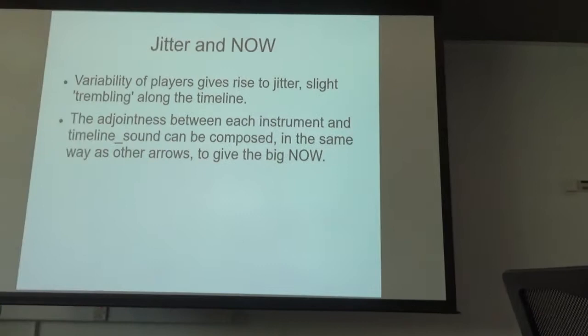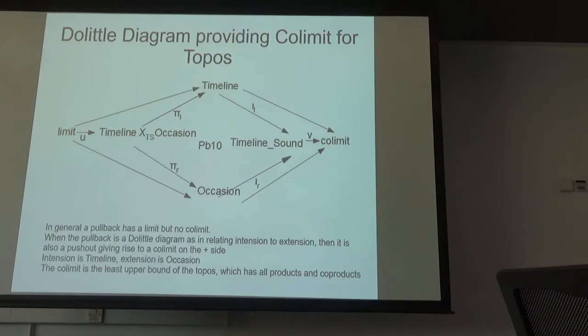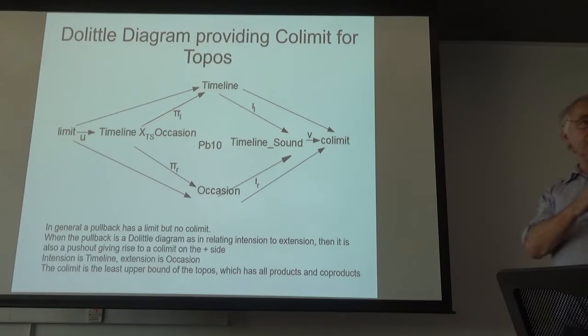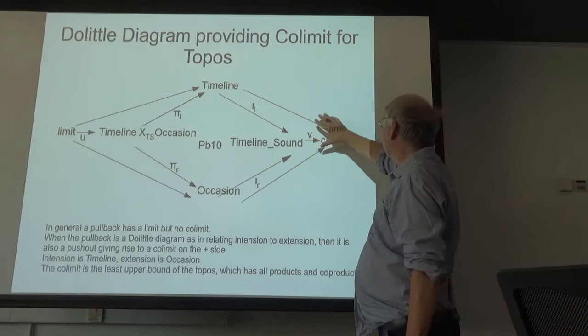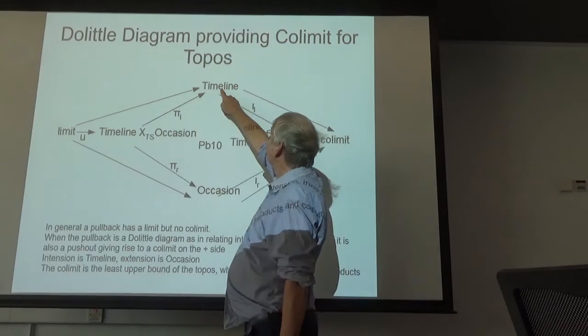Right, so what's this? Oh yes, this final diagram, I think, really. PB10. One of the good things about intension-extension relations is that they give colimits. Generally, when you define a pullback, it does not have a colimit. It has a limit on the time side. But the plus side is still, although you have co-products, it's still open. But if you have this type of diagram, which is a Doolittle diagram, which provides an intention-extension relationship, that's the intention and that's the extension, the occasion.